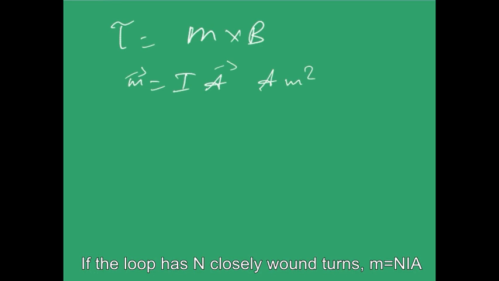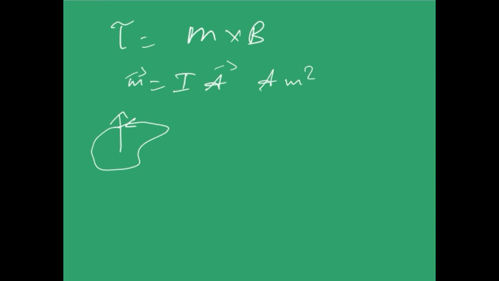Now how to get the direction of area of a current loop? See, if you have any loop carrying a current, then if the direction of current is given by the curl of your right hand fingers, the thumb points the direction of area. That's it. Now you know how to get the direction of area, and you know what is magnetic moment. So this is a vector, this is a vector, and torque is given by the cross product or vector product of magnetic moment and magnetic field. So from this you will get IAB sine theta. You can get it, right?